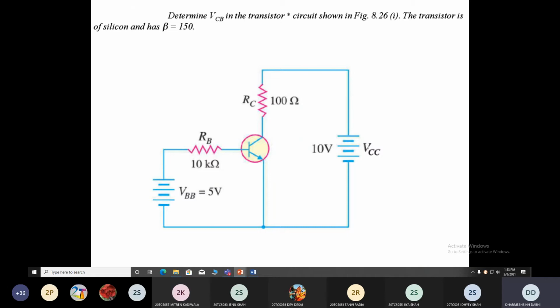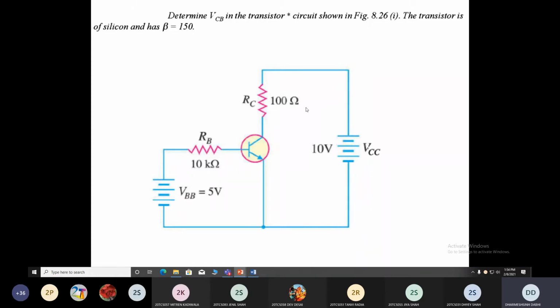A very simple example, this one is also. See, what you need to find out is VCB. It means the voltage between this collector terminal and this emitter terminal. This is the example of common emitter. This arrow indicates the emitter terminal, and this is an NPN type of transistor, so the emitter is common. You need to find the voltage between collector and emitter. Supply voltage VCC is given as 10 volt.